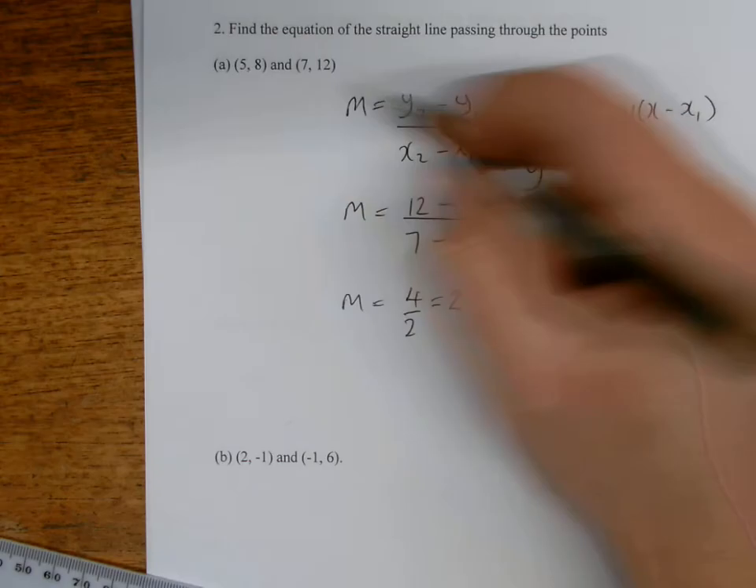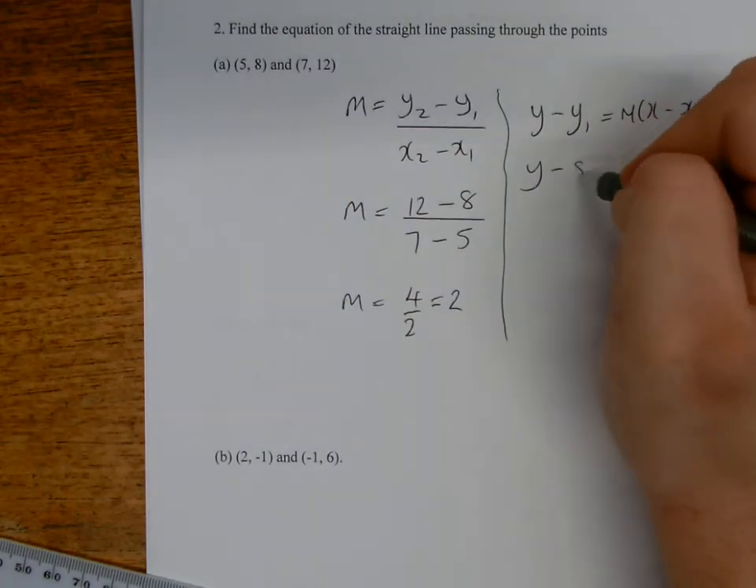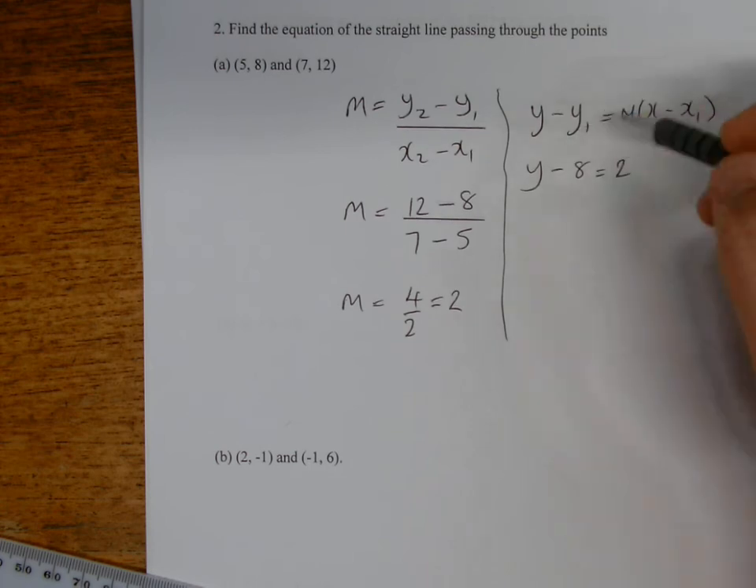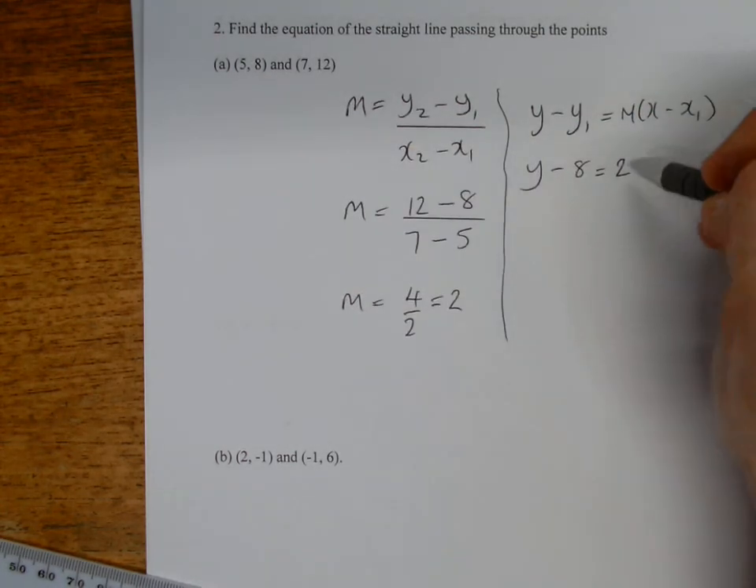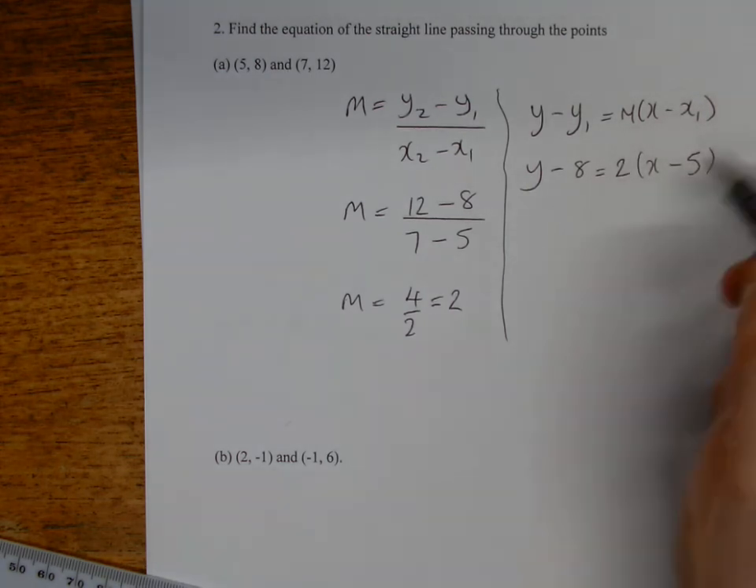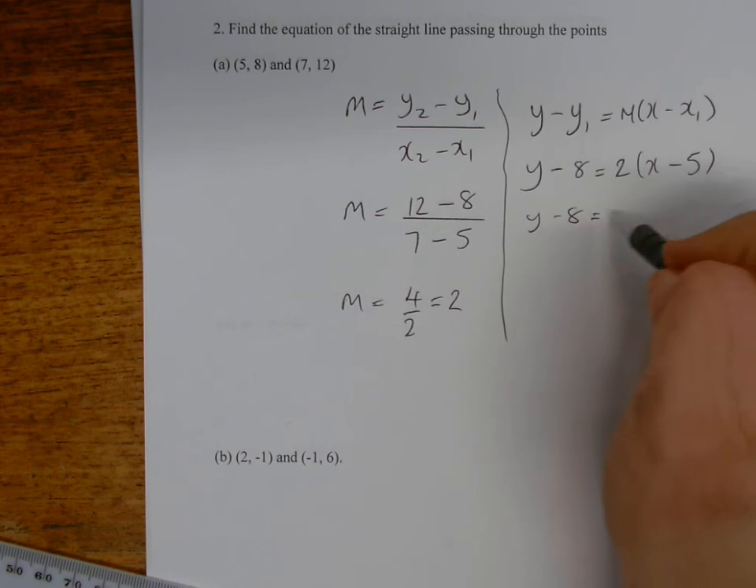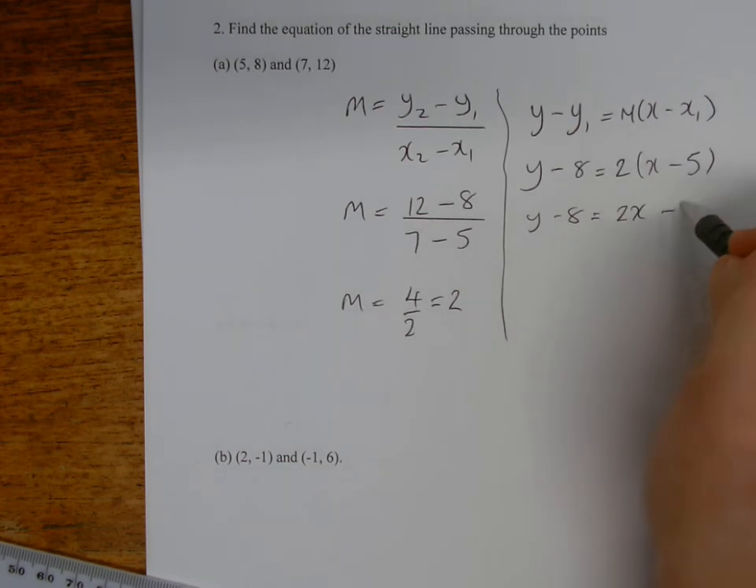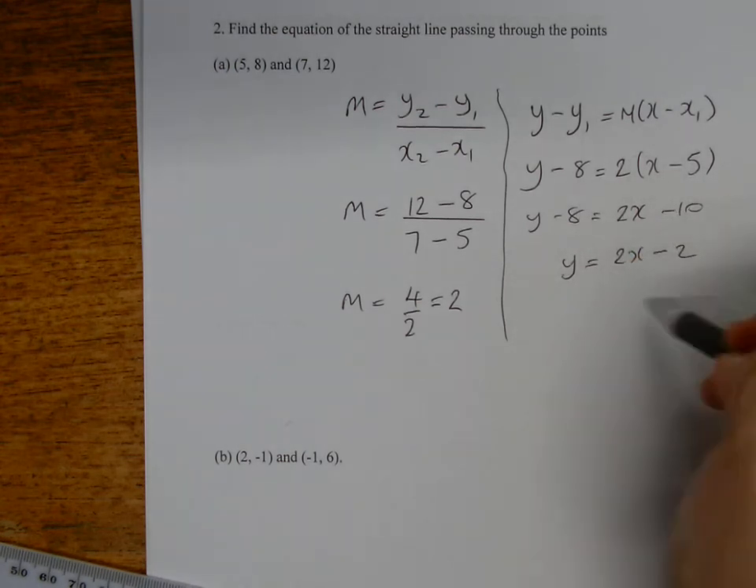So let's go for the first coordinate. So y minus 8, because I'm using (5, 8). So 8 is the y value, 2 is the gradient, x minus 5 then for the x value. So I get y minus 8 is 2x minus 10. So then y equals 2x minus 2, because I take that minus 8 over, it becomes a plus 8, and I end up with that.